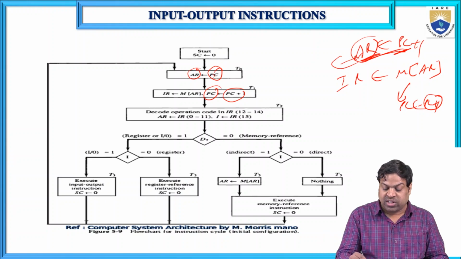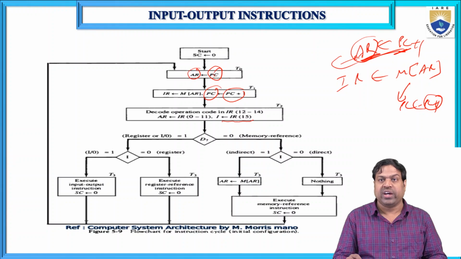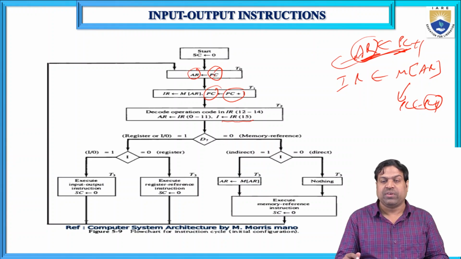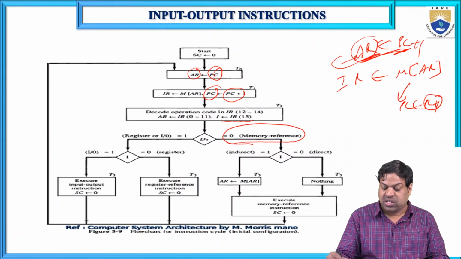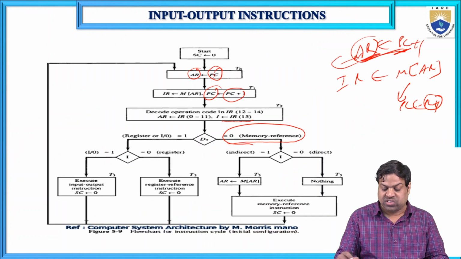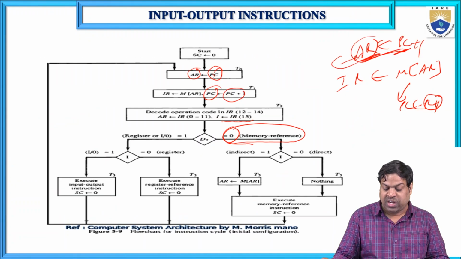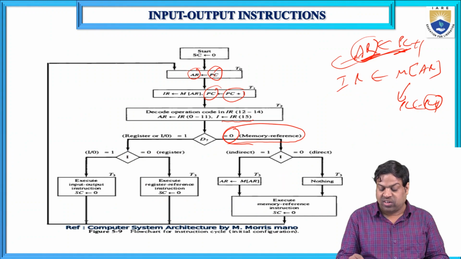So that means instruction register, how much size? IR of 15 means 16 bit instruction register. I is bit 15, 0 to 11 is the address, 12, 13, 14 is the opcode, and I is the reference instruction. And if D7 equal to 0, it is a memory reference. What is a memory reference? It is the last one. If memory reference is 0, that means the last one is 0. What will happen? It is going to direct or indirect.